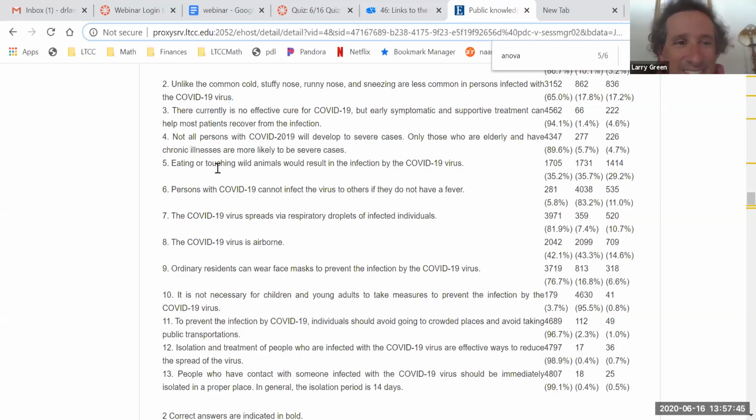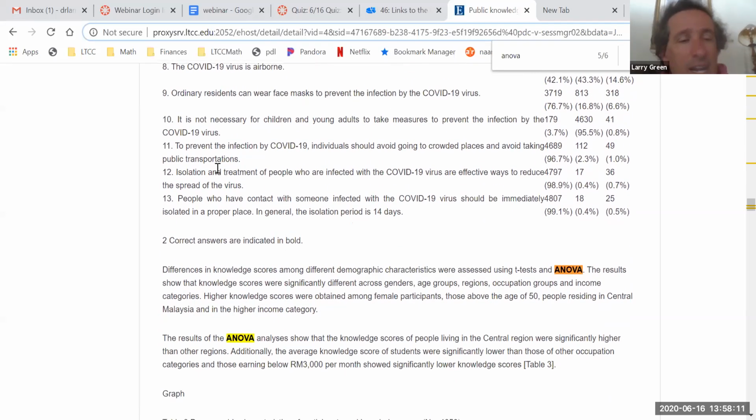So I'm not going to read all of these, but there's a lot. For example, persons with COVID-19 cannot infect others if they do not have a fever. I hope you all know that one. Right? That's false, because you can infect others if you have it but don't have a fever. So asymptomatic people can give it to someone else. A little bit less likely, but it can happen. And on and on.